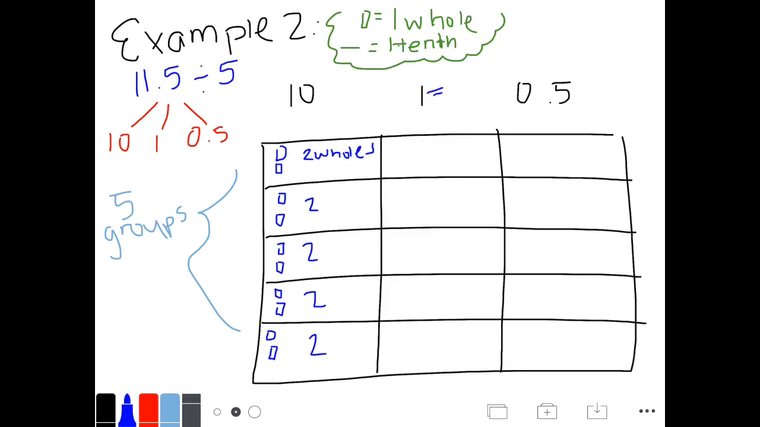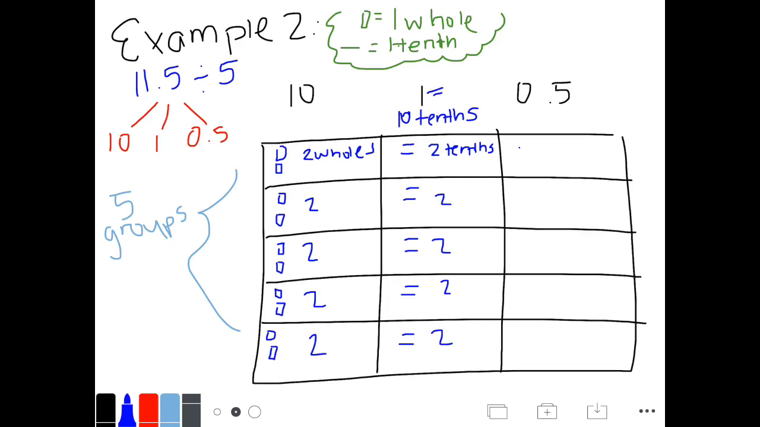Next, I have 1 whole, but I can't divide 1 by 5 without making it into tenths. So I remember now, one whole equals 10 tenths. Remember that, boys and girls. It's going to help you a lot. 1 whole equals 10 tenths. So I can put 2 tenths in each one, because 2 times 5 equals 10. 2 tenths times 5 equals 10. So in one group, there will be 2 tenths so far and 2 wholes. But we're not done dividing up yet.